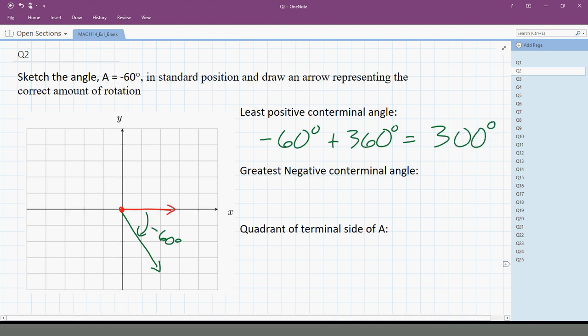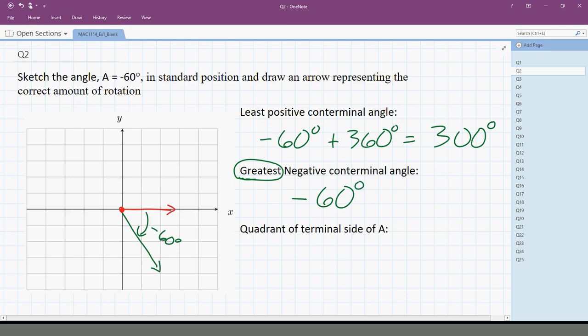Now, this is the next question that I talked to you about in class. I said the word greatest right here, they have messed this question up. Because to be the greatest negative coterminal angle, you need to be between 0 and negative 360. So what is the greatest negative coterminal angle? This is the greatest negative coterminal angle that we have right now.